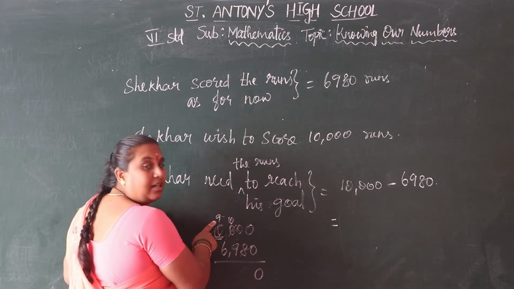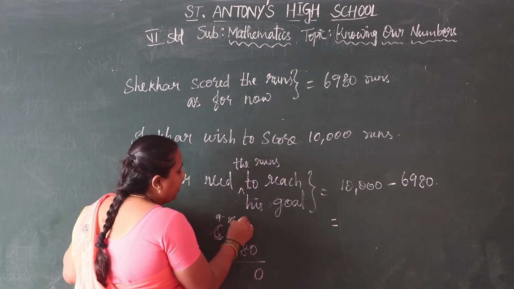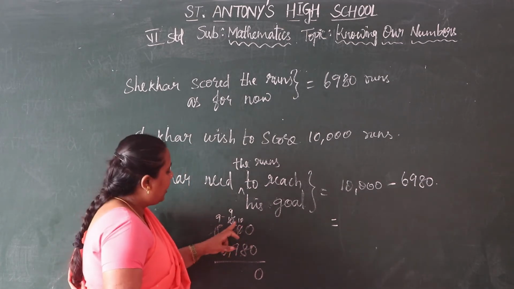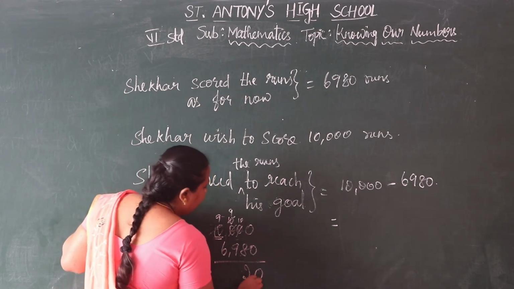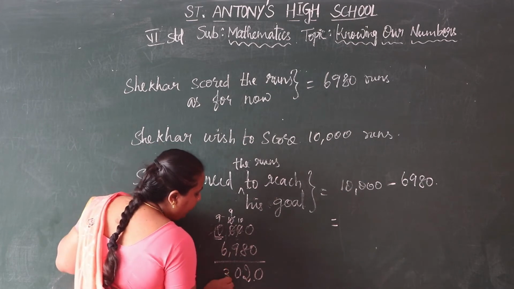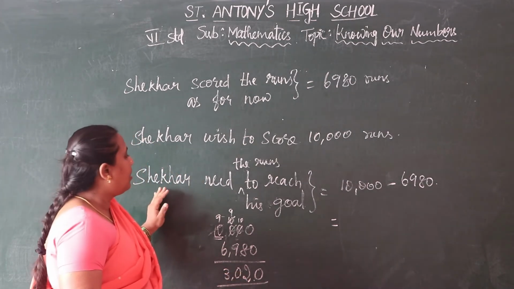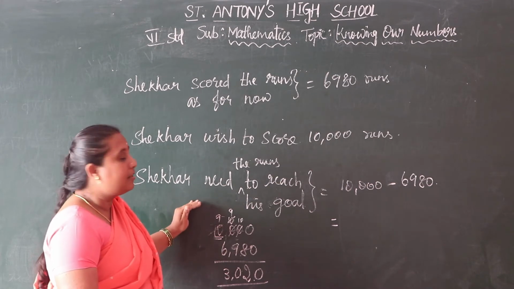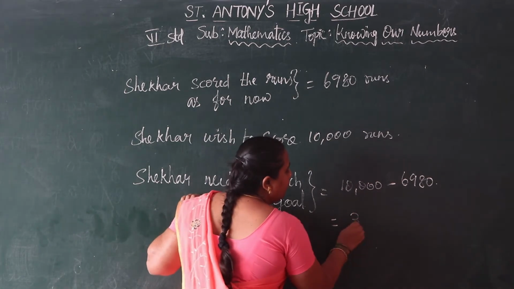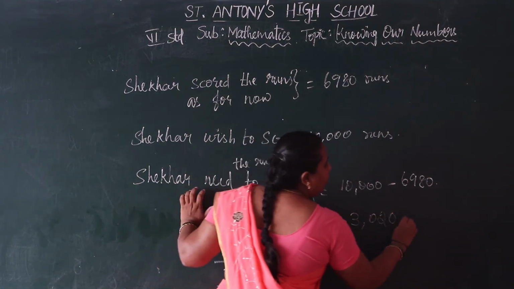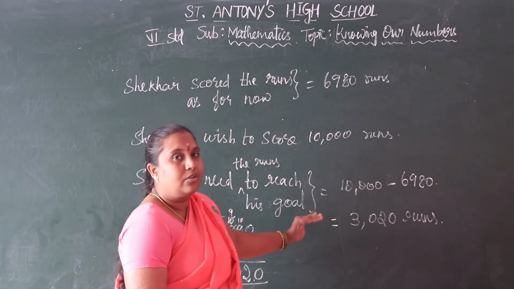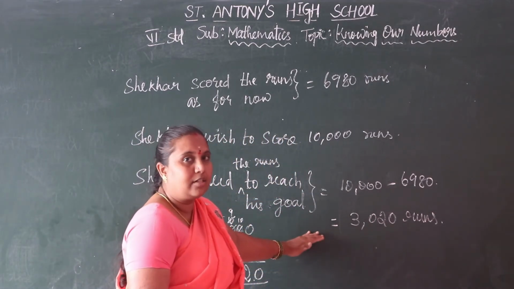So 10 minus 1, 9. Again from this 10 we are giving 1 here, it is 10, and here it is 9. So 10 minus 8, 2. 9 minus 9, 0. 9 minus 6, 3. So the runs Shekhar needs to reach his goal is 3020 runs. Children, understood? Read the question and understand this.